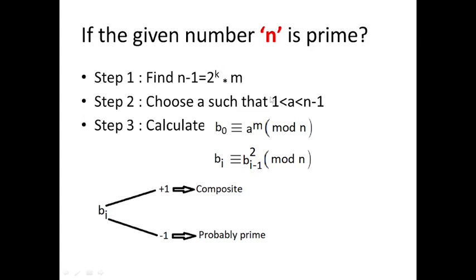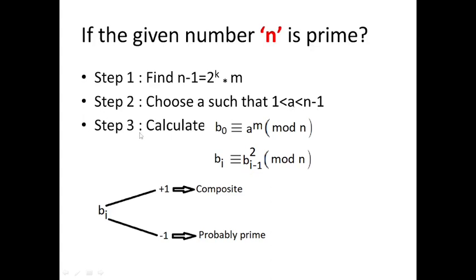The second step is to choose a number that lies between 1 and n minus 1. So let's say you are going to check whether 23 is prime or not. You have to choose A such that it lies between 1 and 22. That means it should be greater than 1 and less than 22, so you can pick any number from 2 to 21 as A.